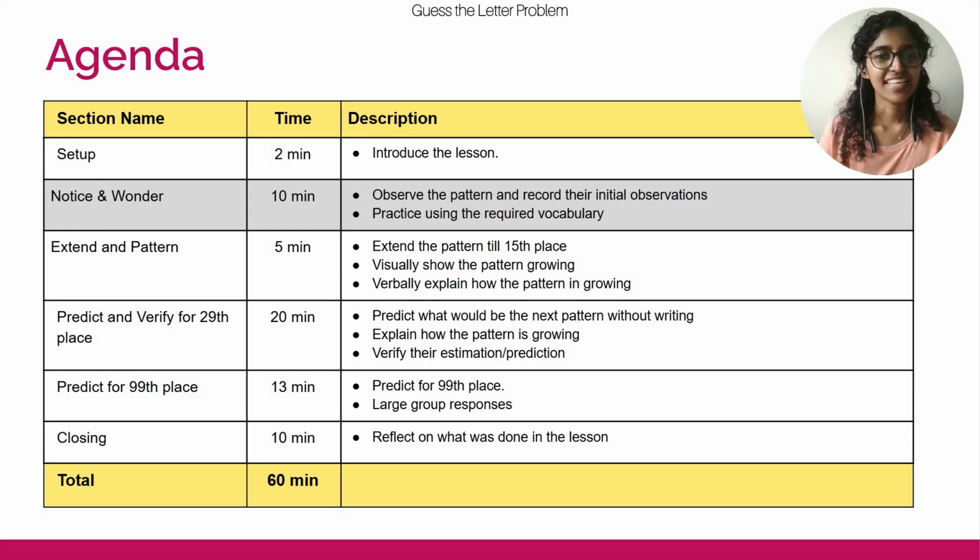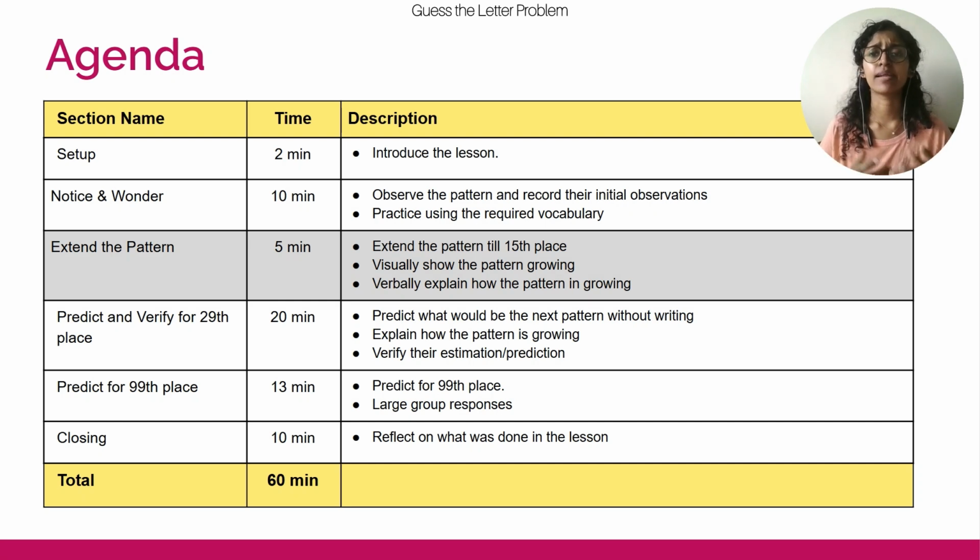So the first section we have is a notice and wonder routine, where we want our students to observe the pattern and make note of anything they see or any question they have. After that, the students are going to extend the pattern till 15th place. They will verbally and visually explain how they saw the pattern going.